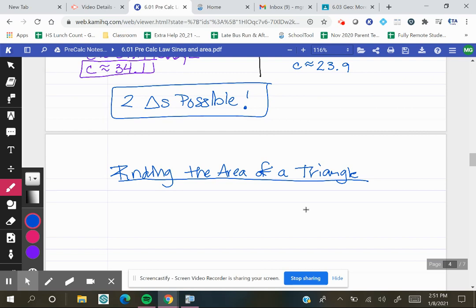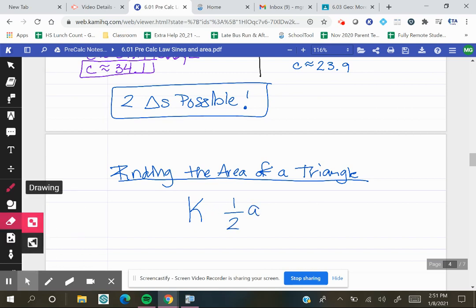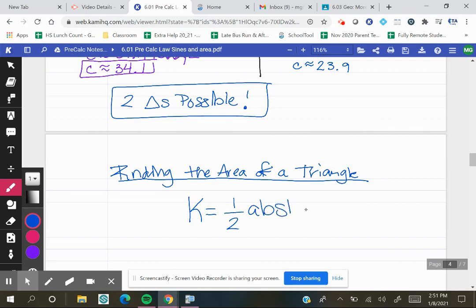So in order to use our formula, which is K equals 1/2 A times B times sine of C, and C is a capital C, you need to have side, angle, side for your triangle. So you need to know two sides and the included angle between them.